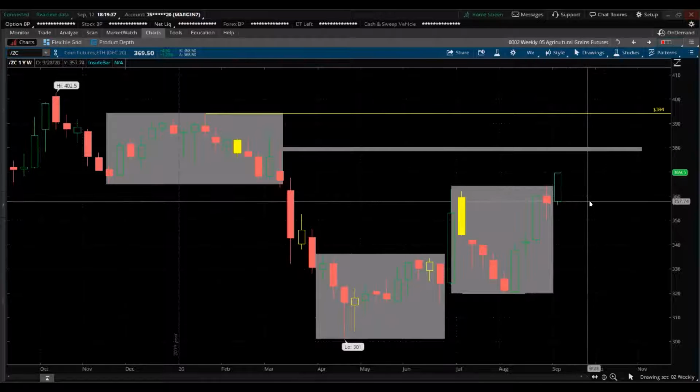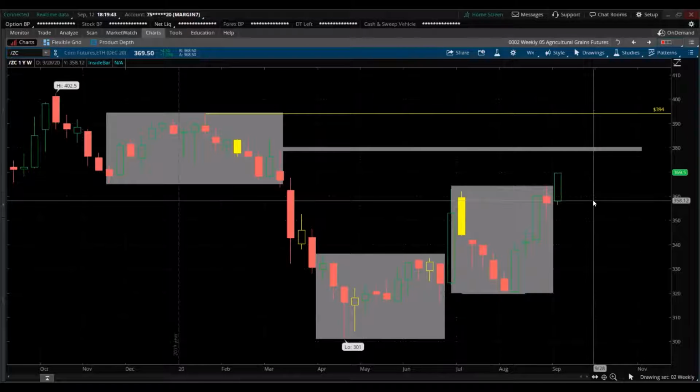All commodities are priced in US dollars. So we're looking at futures that trade in the US futures market, and they're all priced in dollars because all commodities trade in dollars.